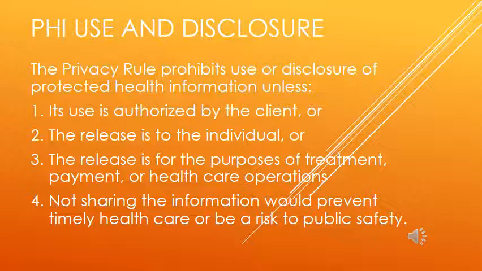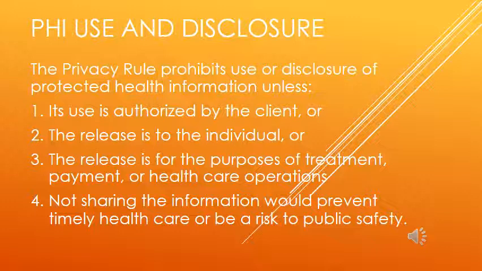The final permitted use is called the Public Interest and Benefit Clause, where the rule allows the sharing of information in a situation where the agency determines that not sharing the information would prevent the provision of timely health care or would be a risk to public safety. The rule specifies those conditions. The first of those is information may be released without the individual's authorization as required by law, including any statute, regulation, or court order.